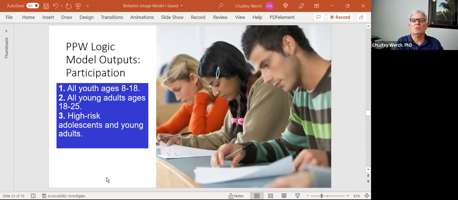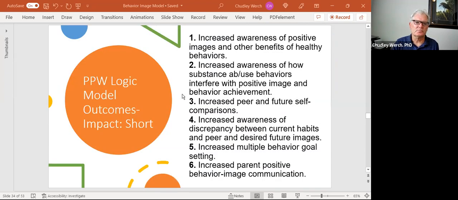And all young people as well as high risk. So many of our programs are implemented to substance using adolescents or young adults. Not a problem. In fact, research shows actually greater effect sizes for providing PPW programs to populations already using substances.